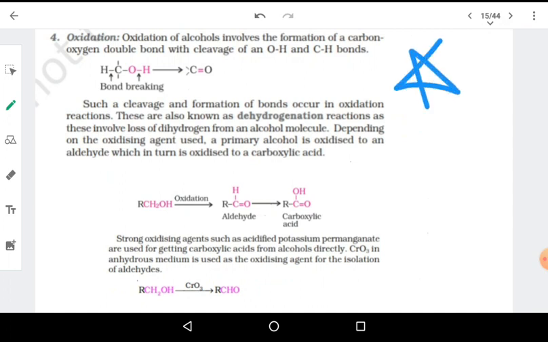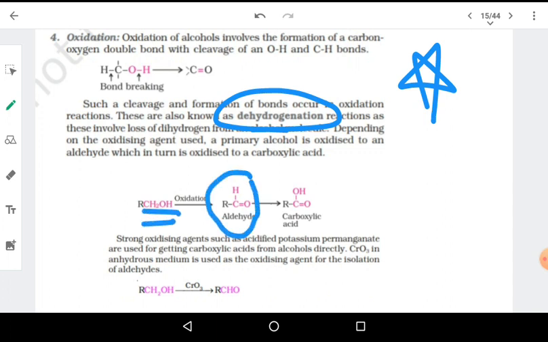Oxidation is the most important reaction from here. Now, oxidation is also known as dehydrogenation. What is the reason for that? The reason being, it will eliminate H2. Here we have RCH2OH, which has 3 hydrogens, and here we have only RCHO, which has only 1 hydrogen. So H2 is being removed, and that is why it is called a dehydrogenation reaction.